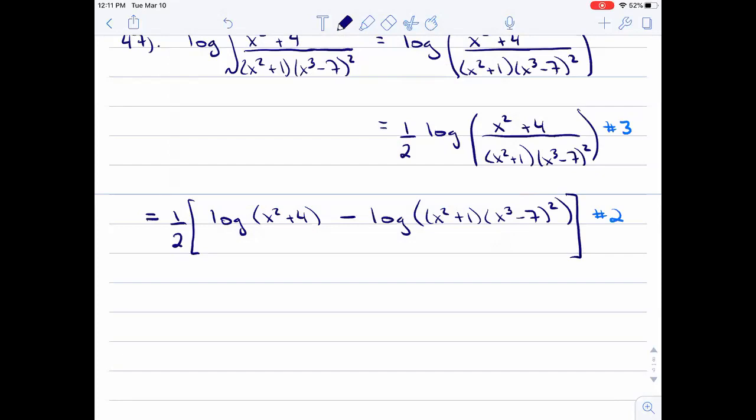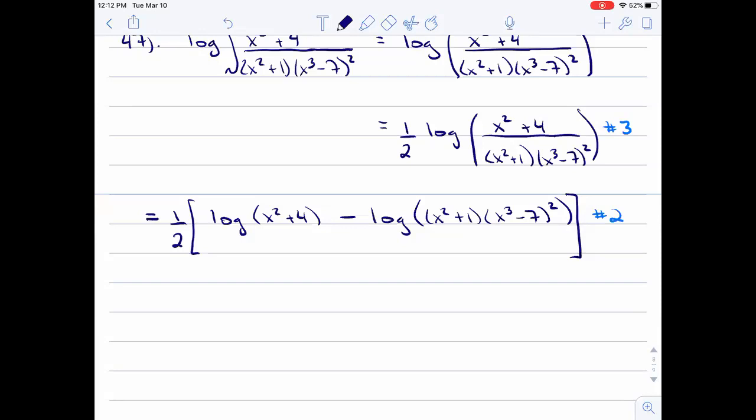Don't be deceived, right? This is where that note about don't try to make up log laws about adding inside the logs comes in. There's no such rule, right? So if we're adding inside here, there's nothing else that we can do. We can only handle multiplication and division inside, right?